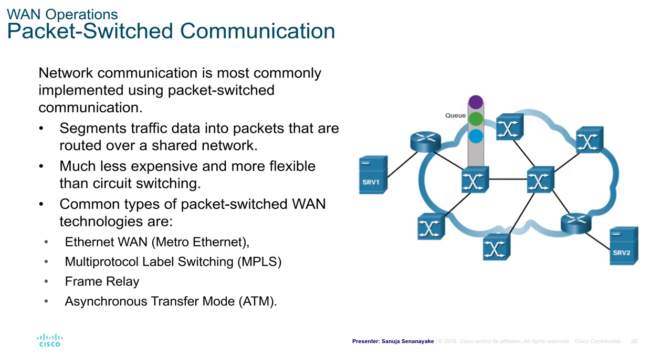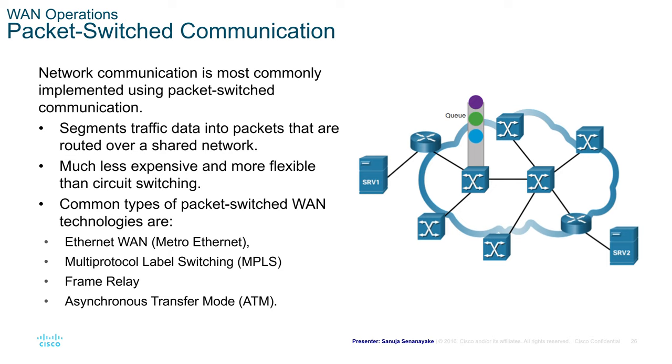Packet switch communication. This is something that you will be exposed to not only in this lecture, but in future lectures that I'll be doing, because this is something that we use almost every day in our network engineering systems. So network communication is most commonly implemented using packet switch communication. It segments traffic data into packets that are routed over a shared network. That is a key feature of a packet switch network. It's much less expensive and more flexible than circuit switching.